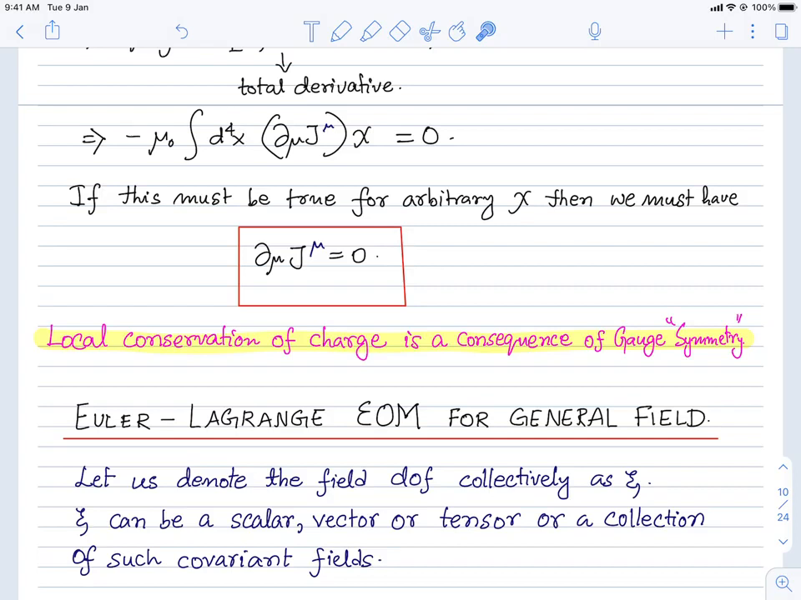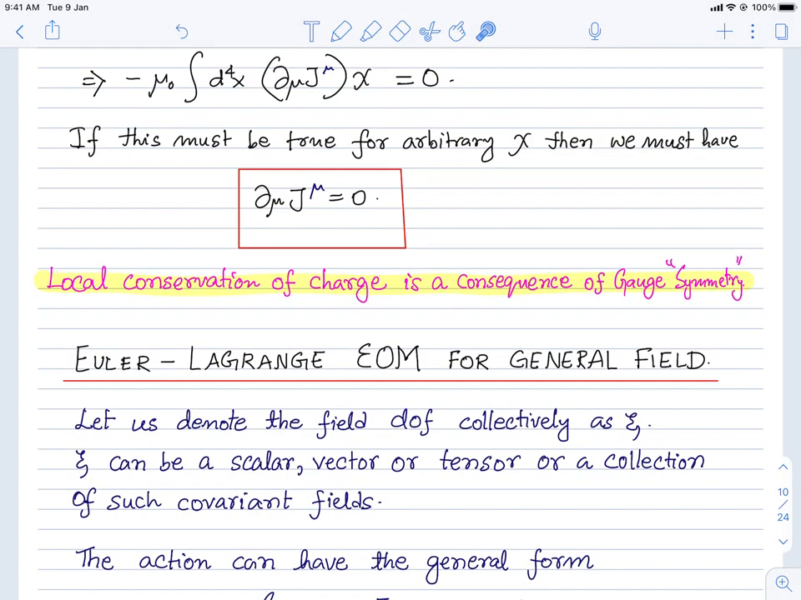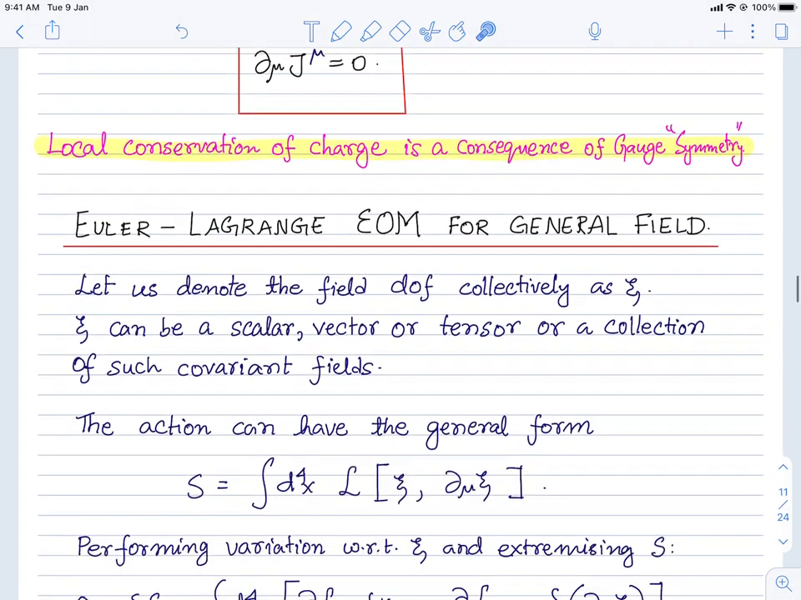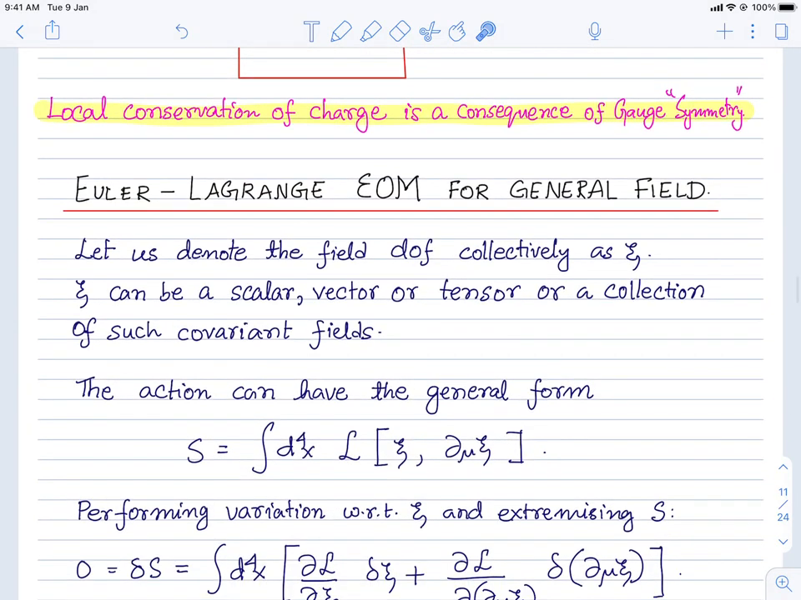Okay, so we have now seen the Lagrangian from which Maxwell's equations come. Now it is time for a little bit of general discussion. So far I have been doing the variation directly and I didn't write down the Euler-Lagrange equation for you, but let me write it down for a general field.